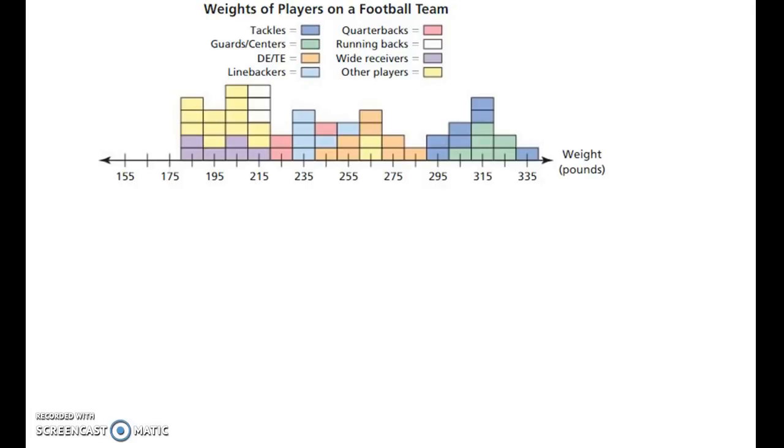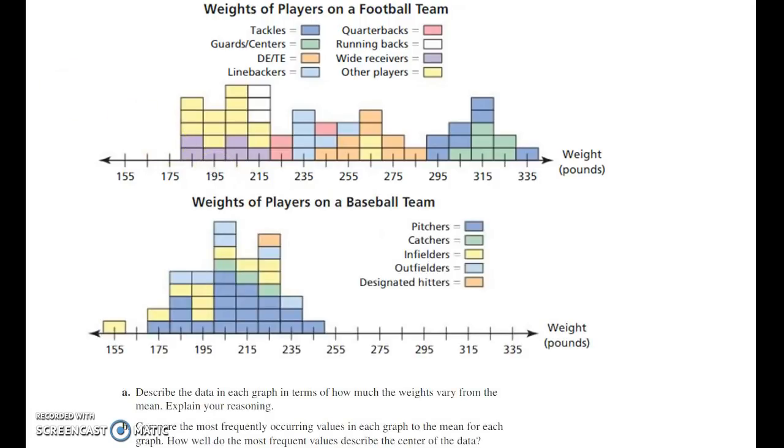Alright, let's look at a couple of graphs here. We have here the weights of players on a football team. And I can tell you I would have fallen right in the middle here somewhere. Well, actually right here. Which is not the typical weight of a center on this chart, which I can tell you is a professional football team. So, look at these weights of players and see what you notice. And then compare that to the weights of players on a baseball team. Alright, see what you notice here.